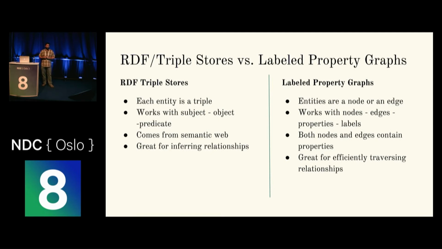Labeled property model graphs are great for efficiently traversing relationships that you already know. You can do inference to a degree with labeled property model graphs, but really when it comes down to it, they're better at rapidly and effectively traversing relationships that you know.